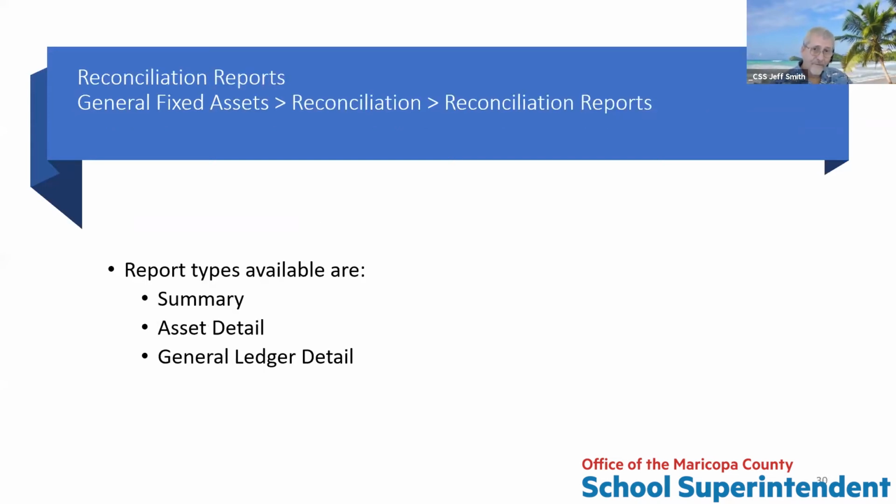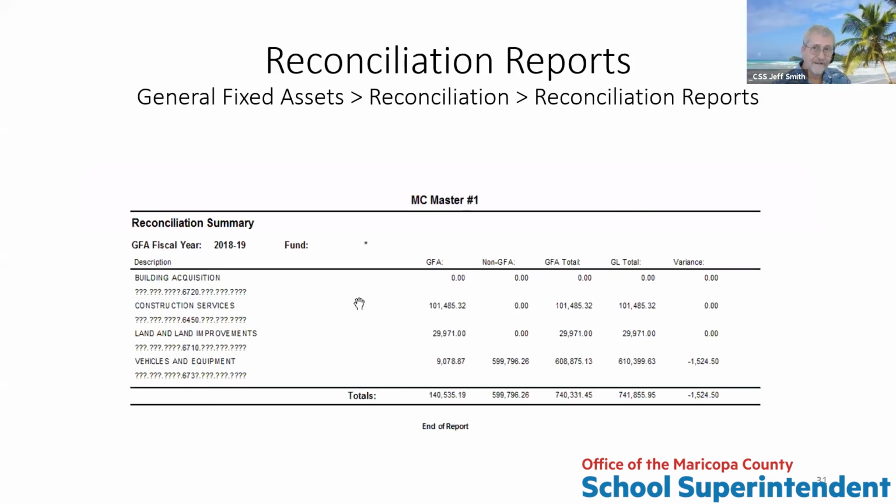Then there are some reports for reconciliation, the summary, asset detail, general ledger detail, and these are found under the same location under reconciliation reports. And this is a sample of the summary. So it includes your categories and your masks that were used and gives you the totals and your variances.